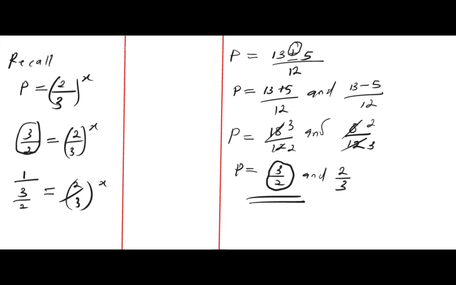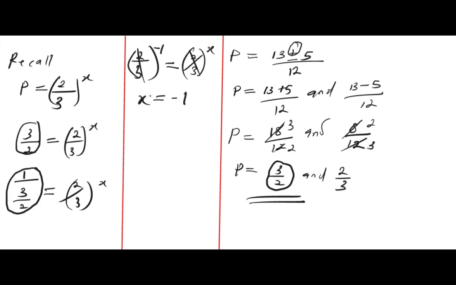so let's continue on this part of the board. So this can be written as 2 over 3 all raised to the power of negative 1. Okay, and this equals 2 over 3 all raised to the power of x. Okay, so this and this are equal, so they can cancel, and your x equals negative 1. Okay, so this is the first value of your x.